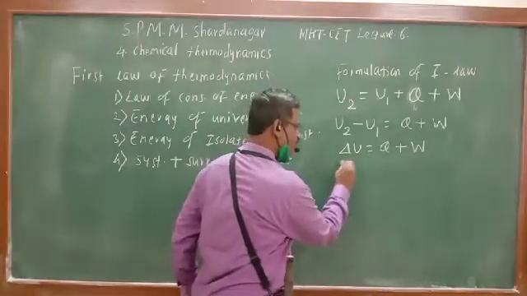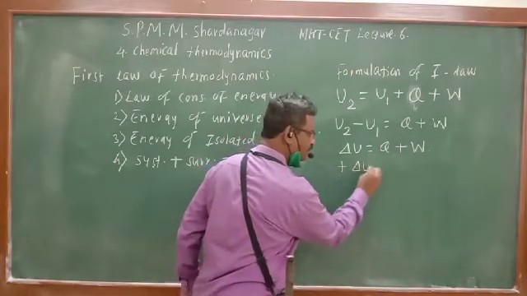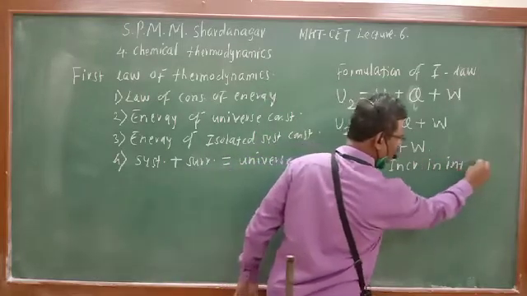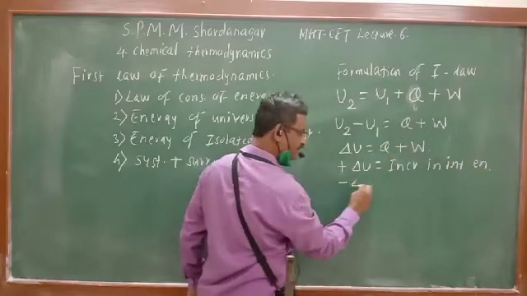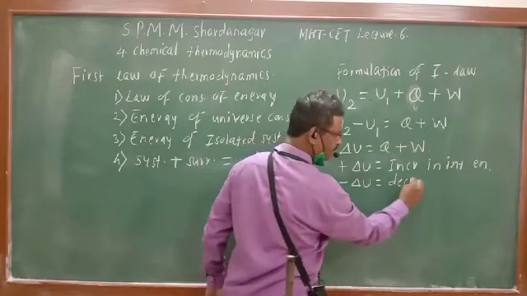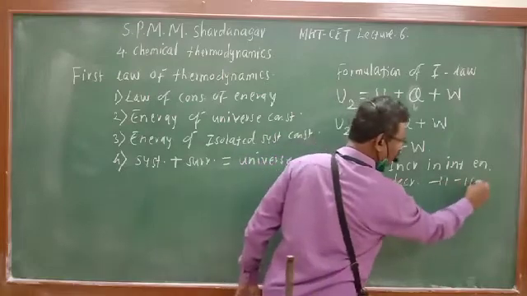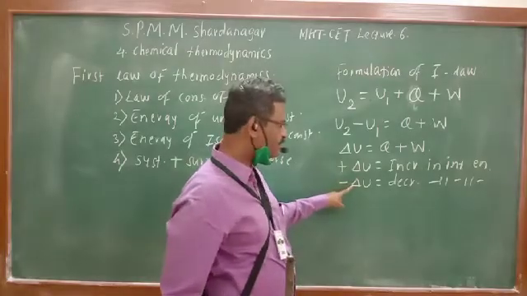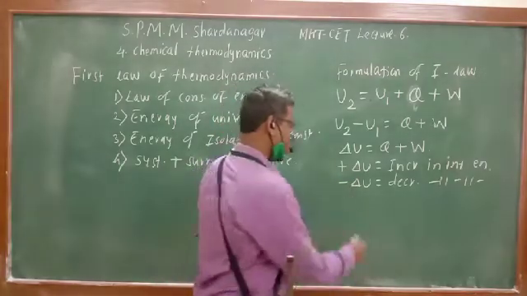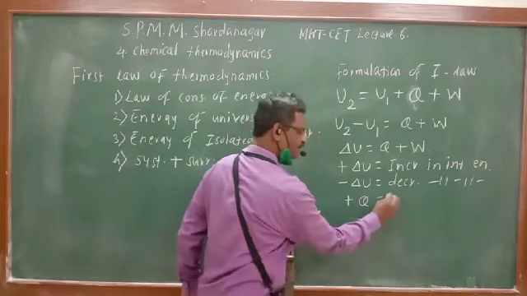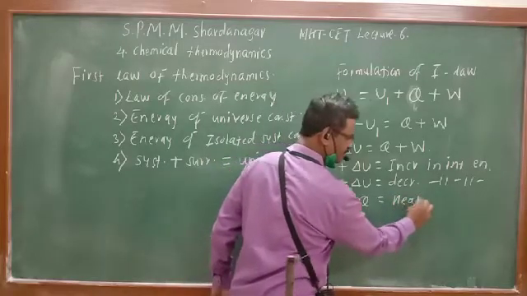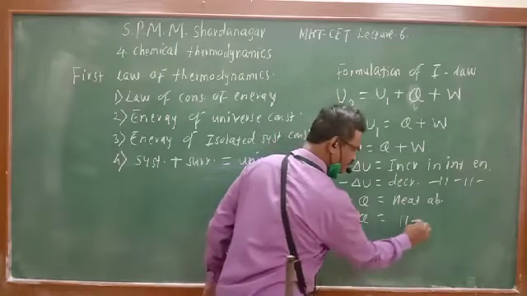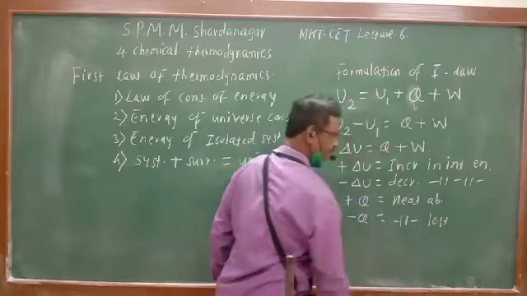So here, plus delta U is nothing but an increase in internal energy. Minus delta U means a decrease in internal energy. Plus delta U, increase in internal energy; minus delta U, decrease in internal energy. Then plus Q, heat absorbed by the system. Minus Q means heat lost by the system.